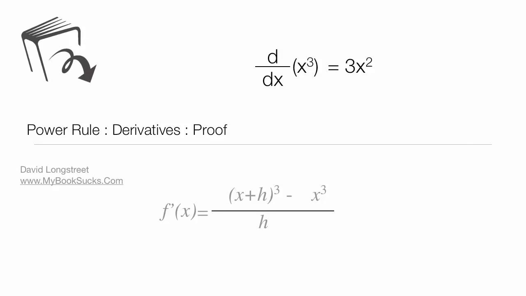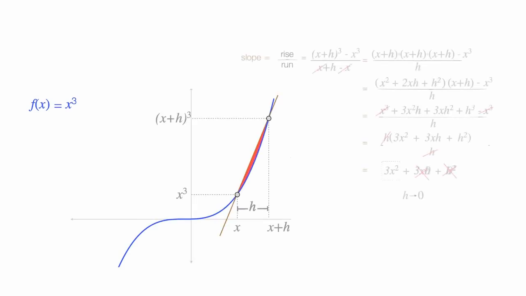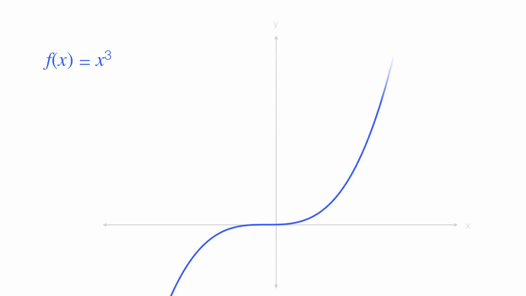In this tutorial, I'm going to show you the proof for the derivative of x cubed. First, I'm going to show you the graph of x cubed, then all the algebra. Let me plot x cubed now. I'll put in the x-axis and the y-axis, and the graph of x cubed looks like this.